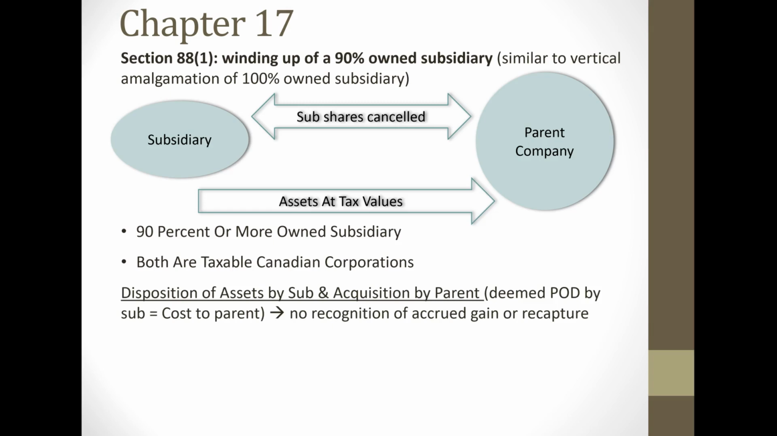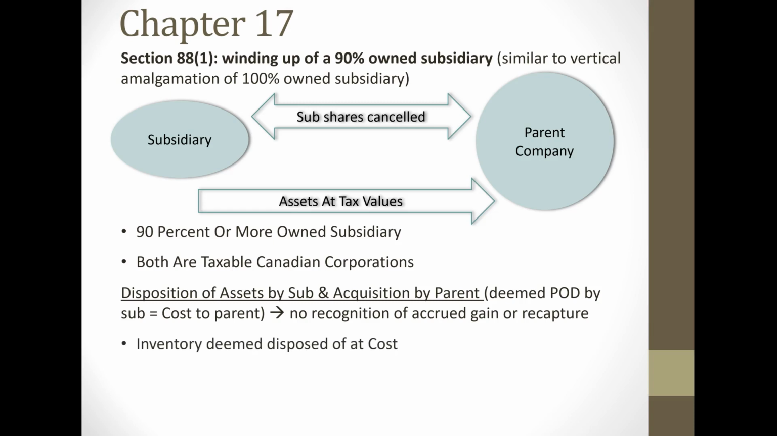And there's going to be a disposition of the assets by the subsidiary and an acquisition by the parent. Now, the deemed proceeds of disposition by the sub will equal the cost of the parent. And as we'll see in a second, there's going to be no recognition of any accrued gains or recapture, so there will be no immediate tax implications.